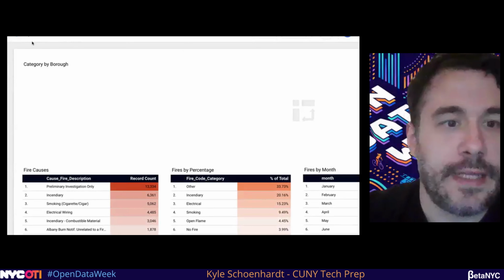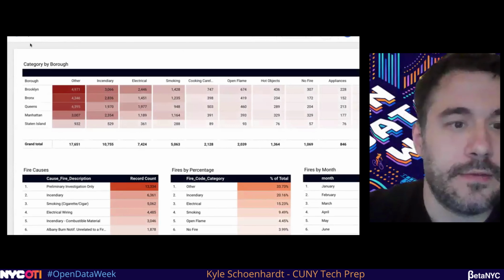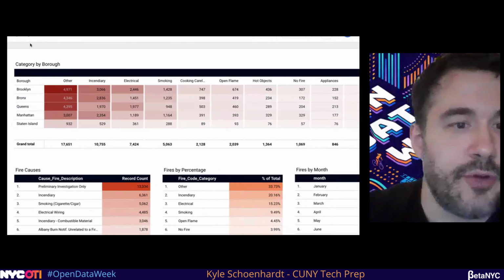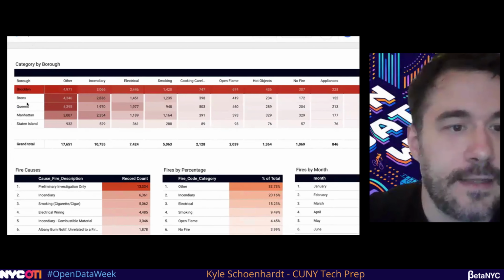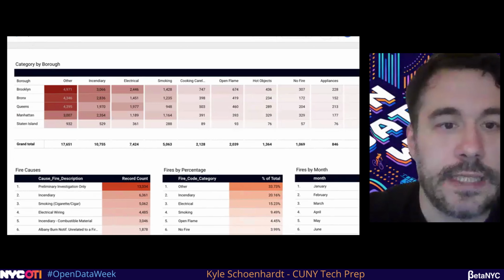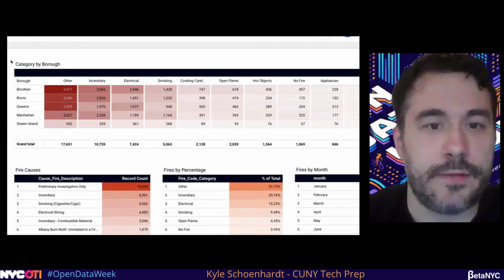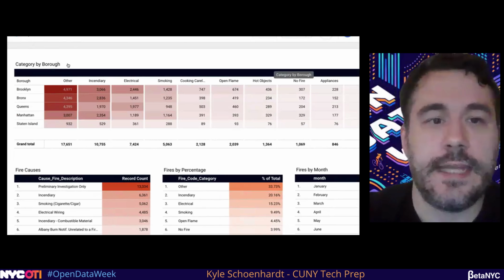So I broke it down by the first graph there. You break down each borough on the left-hand side, and then the overall code that the Bureau of Fire Investigation coded each category as. So these are general categories.